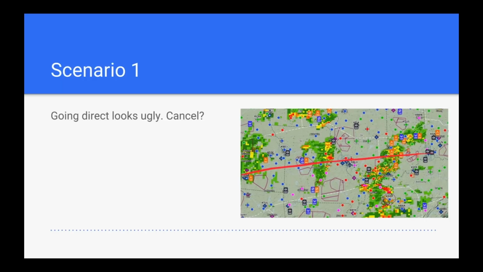This was a trip last fall, headed out west from Cincinnati area, and it was just a nasty looking day on the radar. You can see the red line there is my intended route, and there are just multiple lines of ugly stuff. This is on ADS-B here in ForeFlight. And so, your first reaction might be, well, no way, forget it. We're not going anywhere with that.